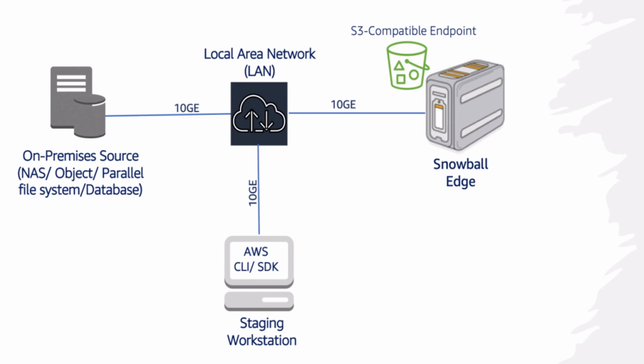This architecture uses a temporary staging workstation. The workstation mounts the data source using the NFS or SMB protocol. For migration of data from Hadoop or other file systems, the architecture enables the use of native connectors and libraries on the staging workstation to mount the data source. So the correct answer is Snowball Edge.